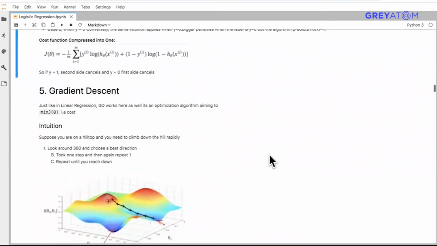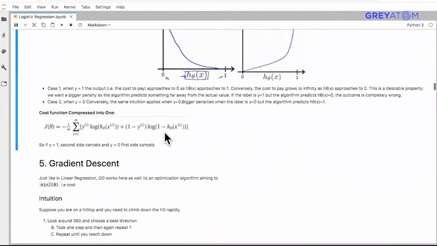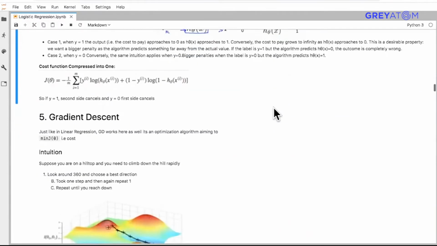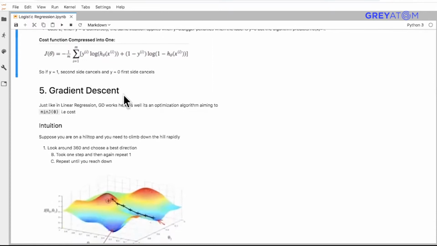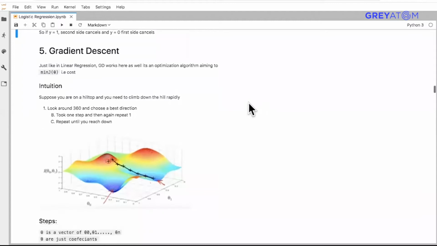So the next part is gradient descent. Gradient descent is an algorithm which minimizes your cost. To minimize our cost, we apply an algorithm called gradient descent. I'm not sure if you guys know about gradient descent or not, so let me give you a simple intuition so you can think very clearly about it.